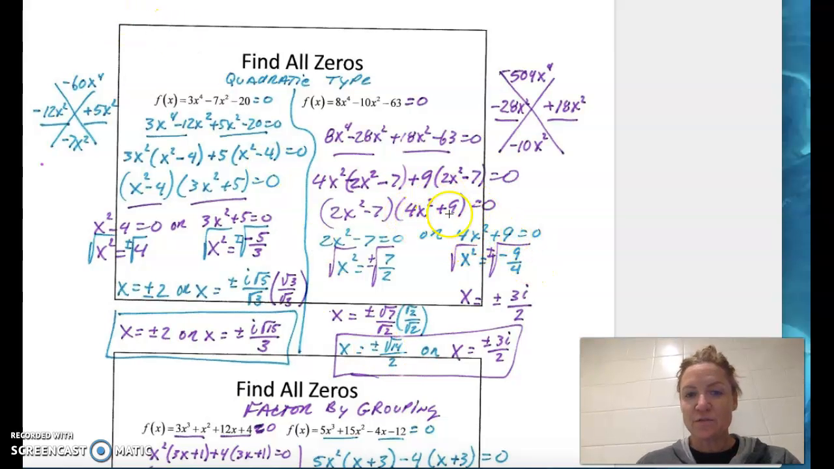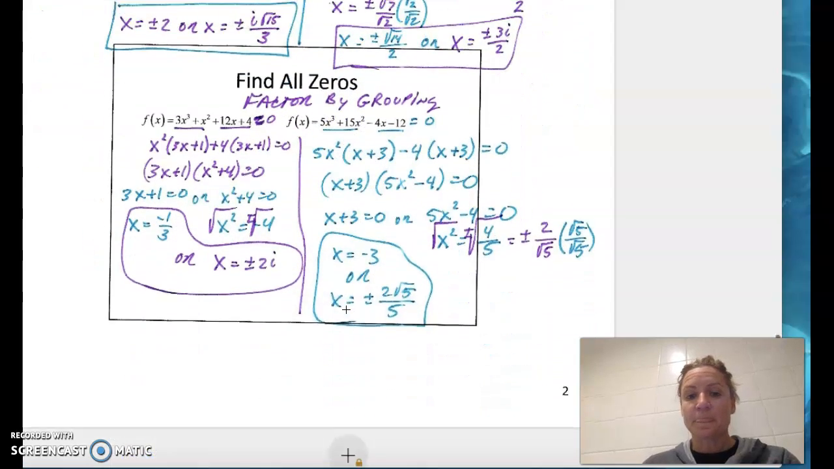Then you take the 4x squared plus 9 set equal to 0, subtract the 9 from both sides, divide both sides by 4, take the square root. The negative 1 under there gives you the i, and then square root of 9 is 3, square root of 4 is 2, and then the plus minus gives you 2 answers there, 2 answers here, so a total of 4, which is the largest exponent.